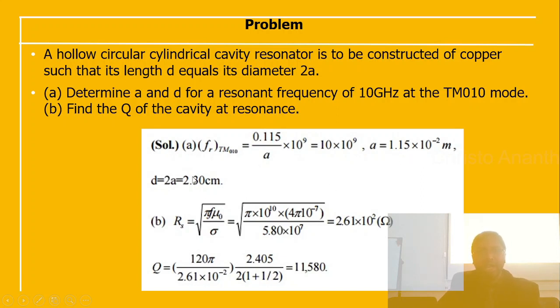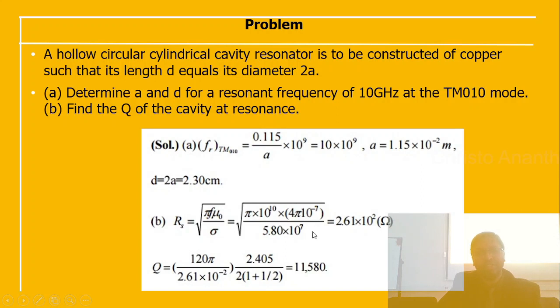It's given that d is equal to 2a, so d is equal to 2 multiplied by this value. So d is equal to 2.30 into 10 power minus 2 meter. Similarly, the Rs value you can take again from the equation, square root of pi f mu naught by sigma. Here f is 10 gigahertz, you substitute it, multiplied by 4 pi 10 power minus 7, divided by sigma, for which you substitute 5.8 multiplied by 10 power 7.